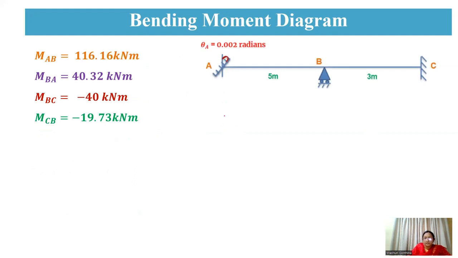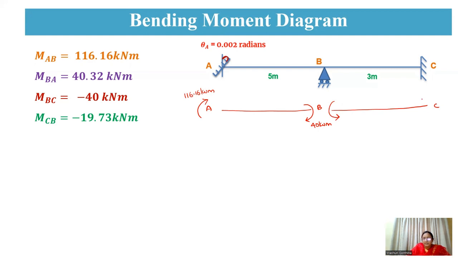So this is the final figure. This is the given problem. For this problem, we'll just draw the free body diagram. This is A, this is B, and this is C. MAB moment, you are getting as positive, so that means it is clockwise of 116.16 kilonewton meter. Again at BA, it is positive, so it is also clockwise of 40 kilonewton meter. And BC is negative, so anti-clockwise of minus 40 kilonewton meter.